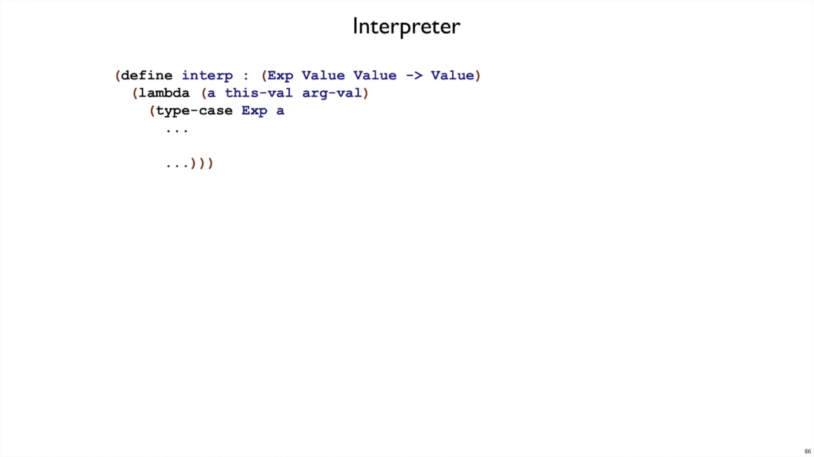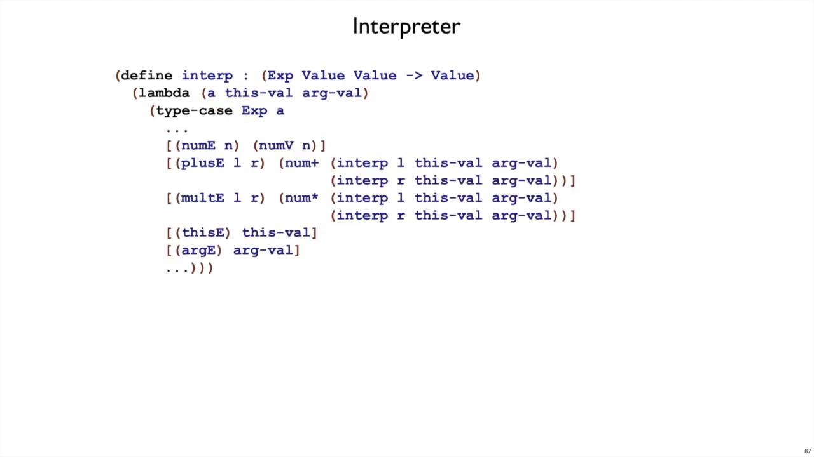We're finally ready to implement our interpreter for object-oriented curly, and that means we need to consider each of our expression cases given some value for this val and arg val. The first few are easy because num-e is num-v, plus-e involves num-plus on recursive interps, and mult involves num-times on recursive interps. Those are pretty much the same as before, we just have to pass along this val and arg val.